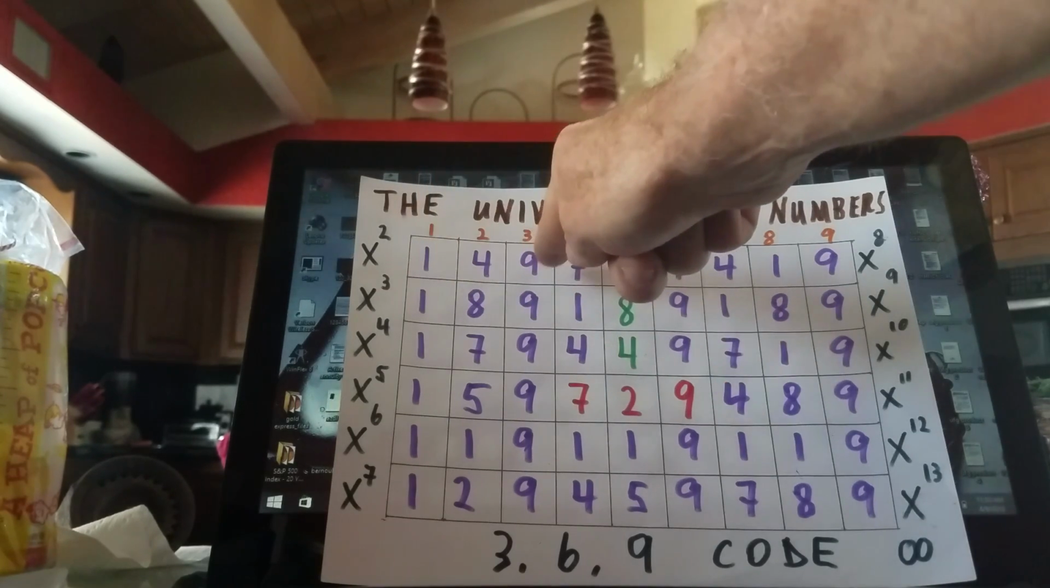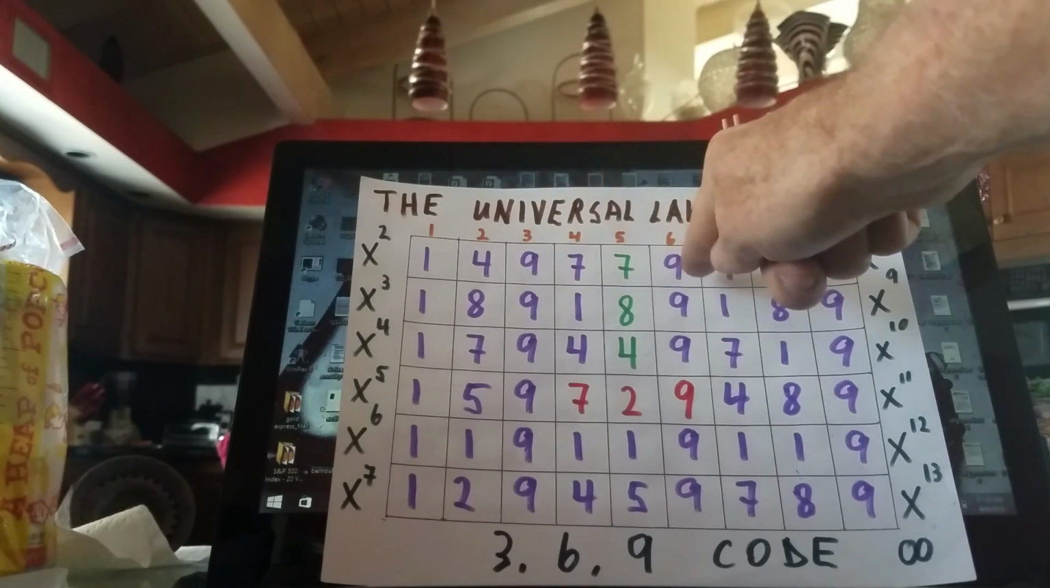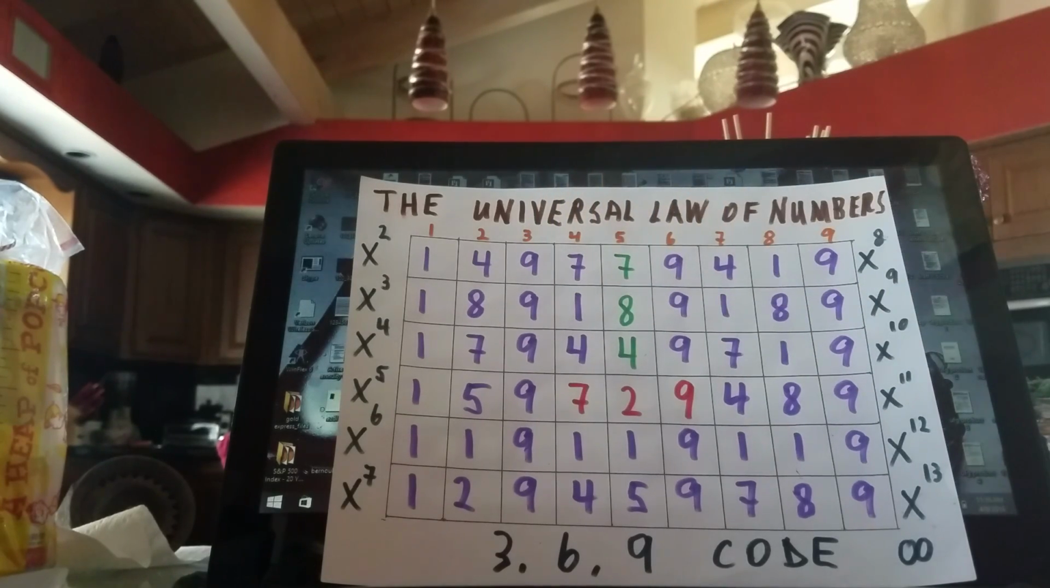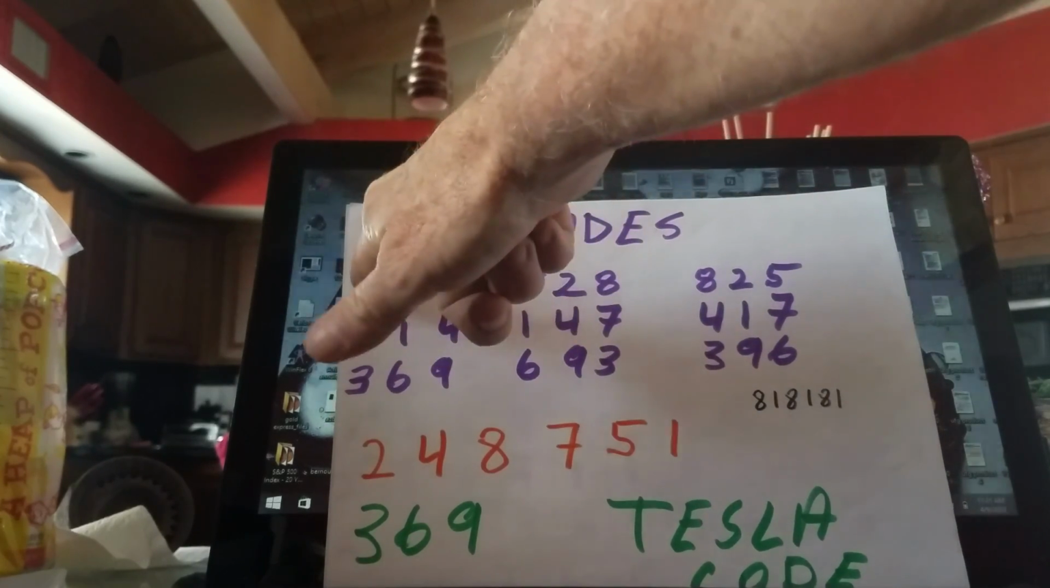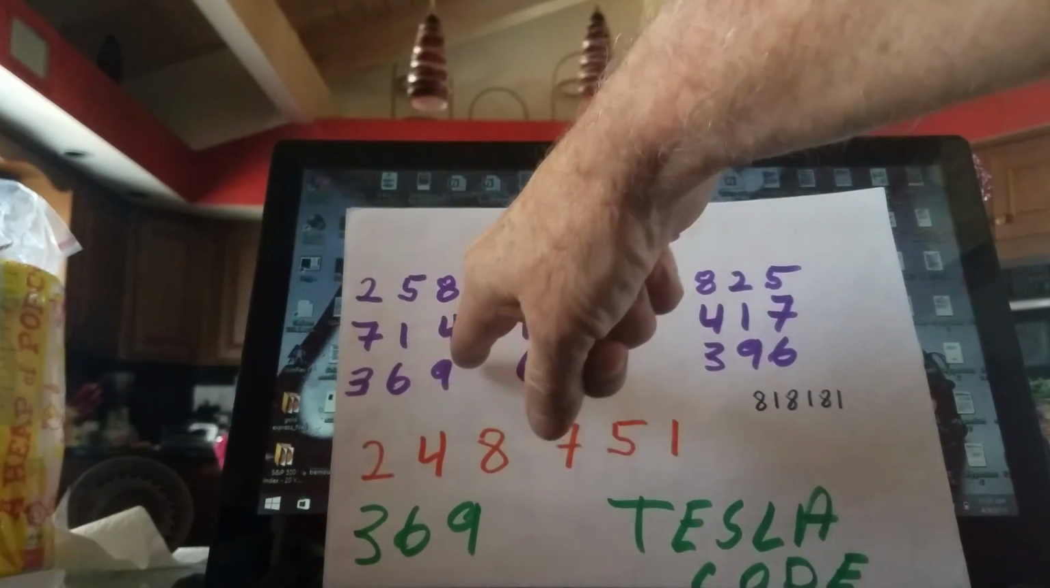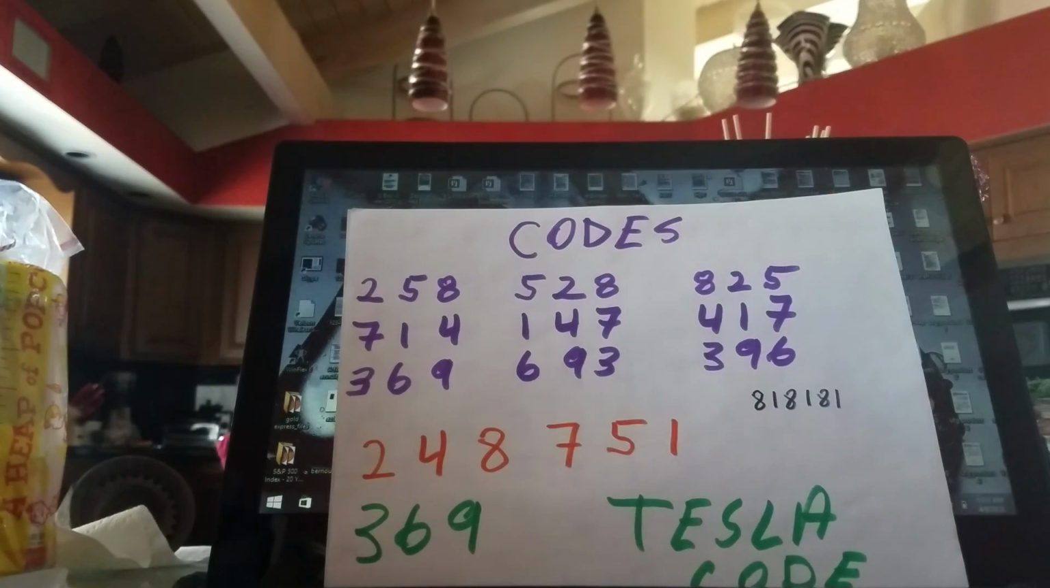And if we say 149 plus 779 plus 419, well, that's 5 plus 5 plus 5 as well, which is 15. And if we add those numbers up together, they will also reduce to a 6. So that's the universal law of numbers code, and it's the 369 code, and these are the codes, and I go over them. They're the numbers 2, 5, and 8, the numbers 1, 4, and 7, the numbers 3, 6, and 9, and 2, 4, 8, 7, 5, 1 is the 369 code because we get the 3s and the 6s and the 9s through them. 181 and 818 are also a code.